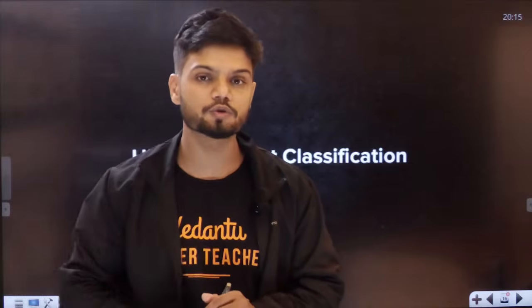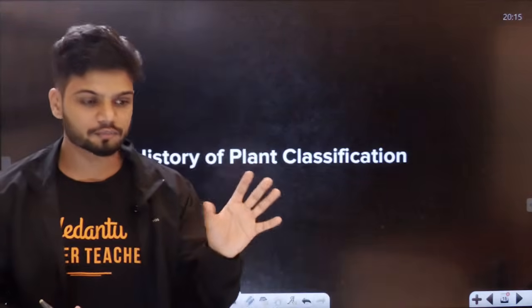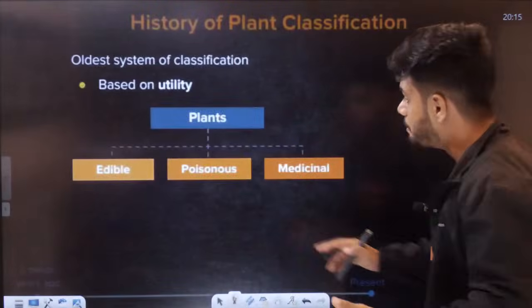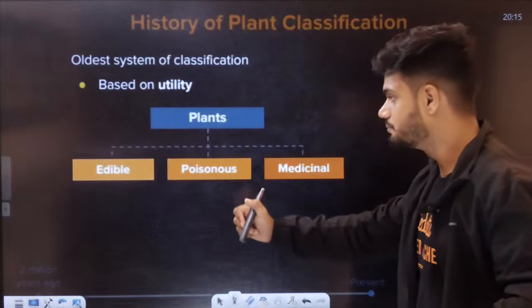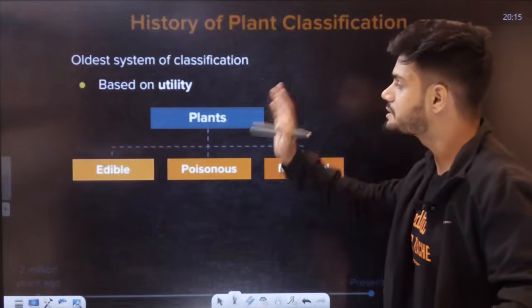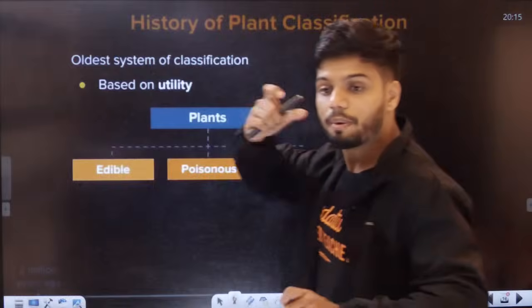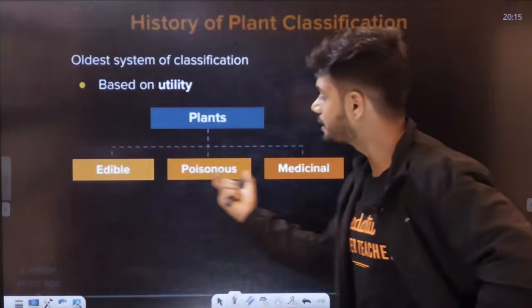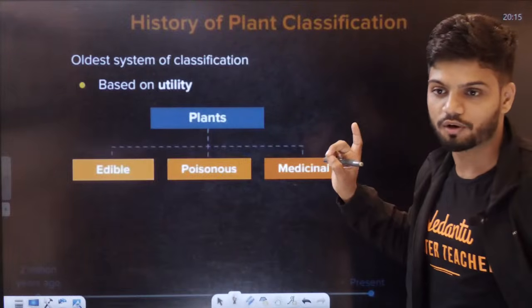It was based on use and disuse. Whatever is useful, you will give it a name. So we got medicinal plants, that is your edible, generally medicinal plants, poisonous plants, edible plants. So based on the use and disuse, we got this type of classification, students.